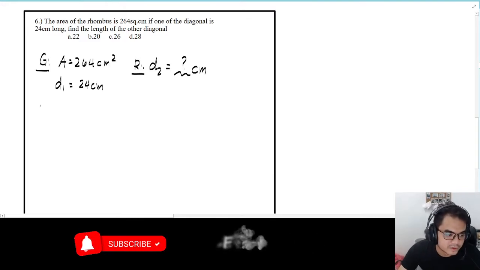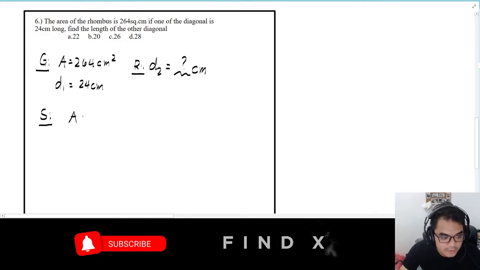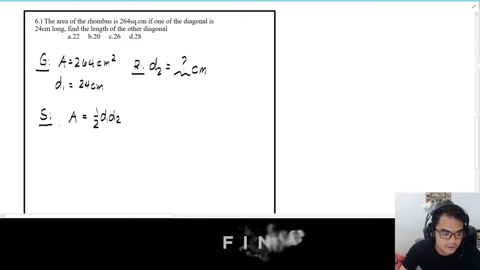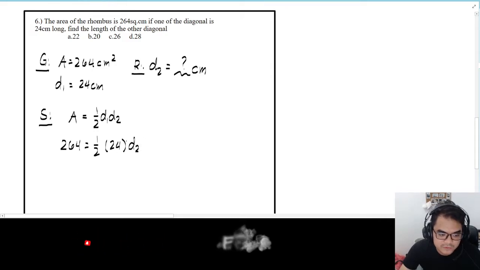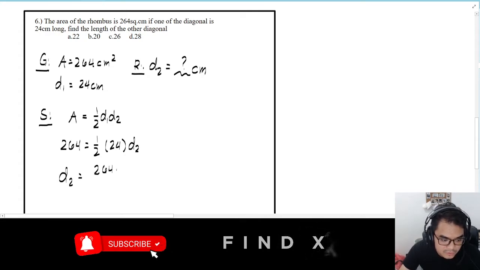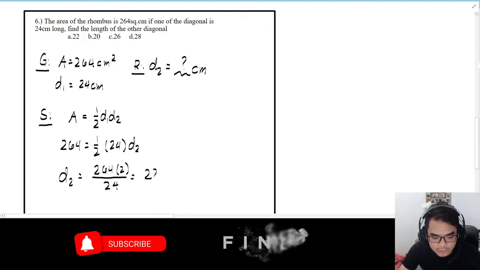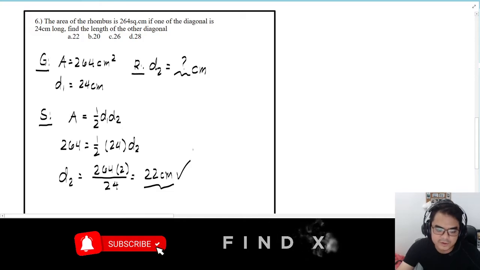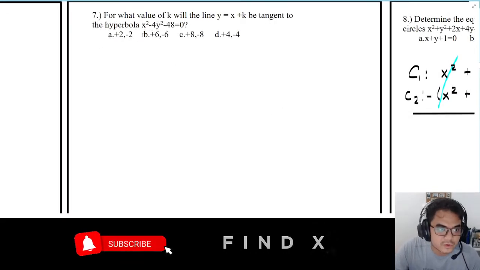The formula for this one is really easy and very straightforward. For a rhombus, the area is just 1/2 d1 d2. Let's substitute the values: 264 equals 1/2 times 24 times d2, and then just find the value of d2. So d2 is equal to 264 times 2 all over 24. Using your calculator, the answer is 22 centimeters. Very easy. Okay, so let's go to the next number.